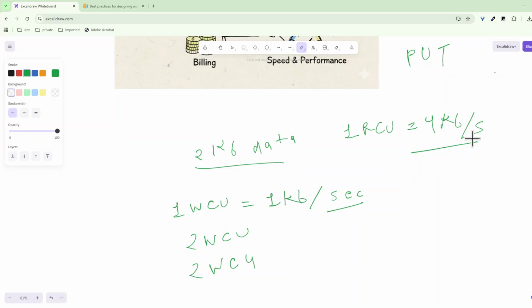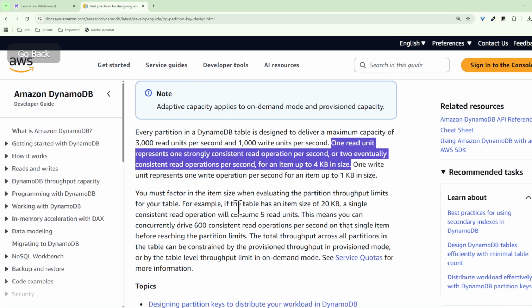If it is not for an item, it is whatever. For example, let's say you made a query and the data size which you are pulling from DynamoDB is 10 KB. So it will take 4 plus 4 plus 2. So how much RCU will it take? It will take 3 RCU to get 10 KB of data. Okay, so this is how we calculate the RCU here.